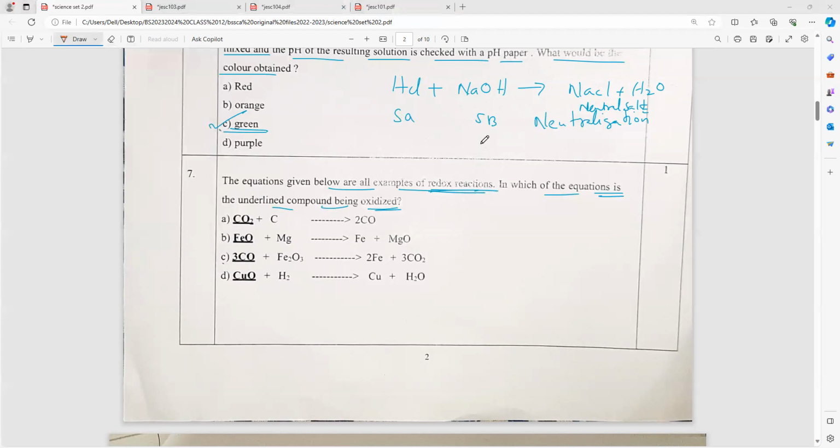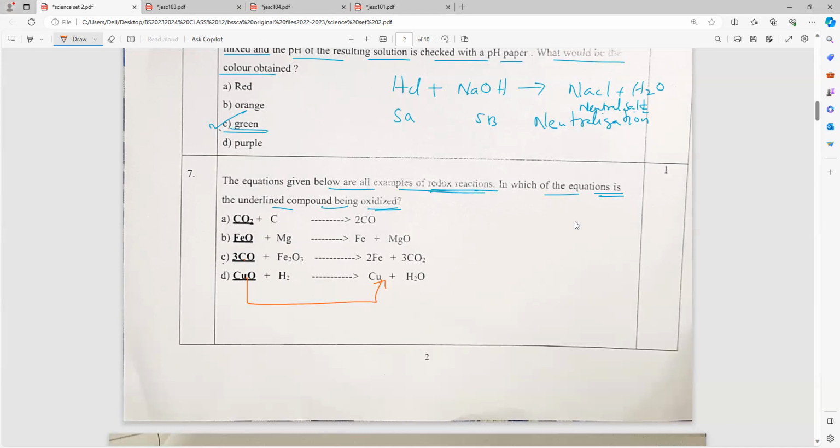Now what is the answer? The given equations are all examples of redox reactions. In which of the equations is the underlined compound being oxidized? That is the question. Anybody? Option C, sir. Why? You can see carbon everywhere. Copper oxide turns into copper, loss of oxygen. Here, only the underlined product is given.